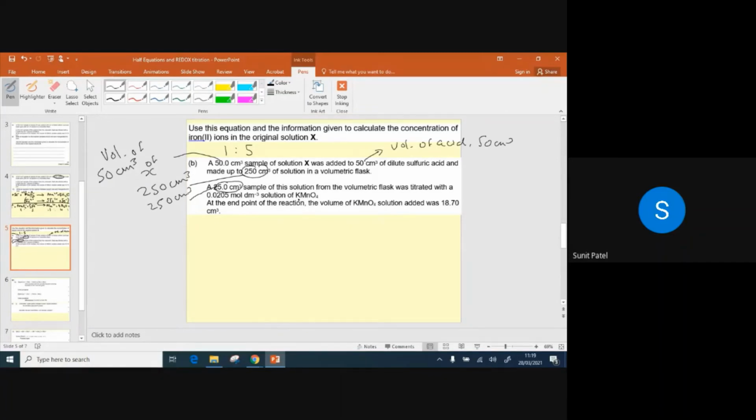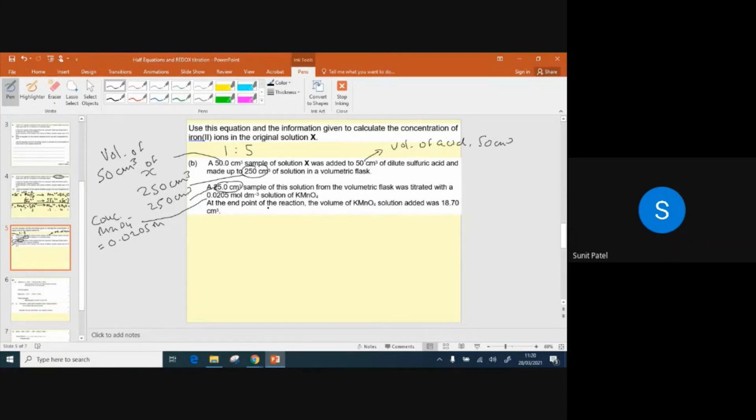And that was titrated with a, oh, now we've got some numbers here. Sorry, we've got a concentration, I should say. Concentration of MnO4-, and that equals 0.0205 mole per dm cubed. Right, okay, that's interesting. Right, let's read on.